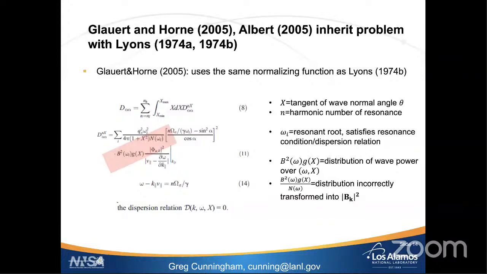So very quickly here, I just want to point out that Glauert and Horne's 2005 paper, from which these equations are taken, and also J. Albert's 2005 paper, inherit this normalizing function N of omega. The rest of the terms are identical to what I showed earlier after transforming from k perp and k parallel to frequency and x. Next slide.